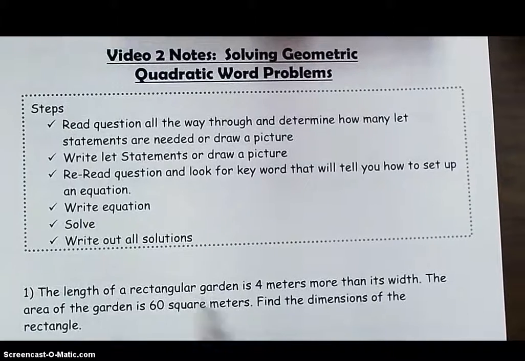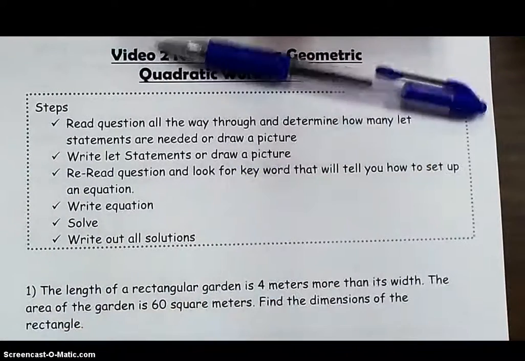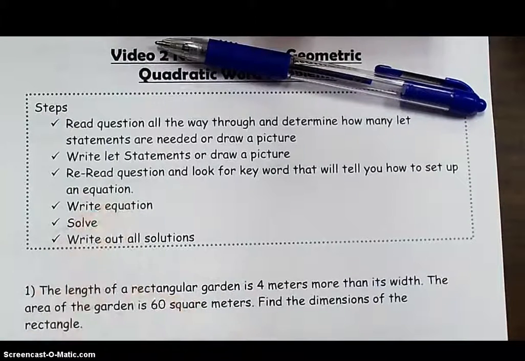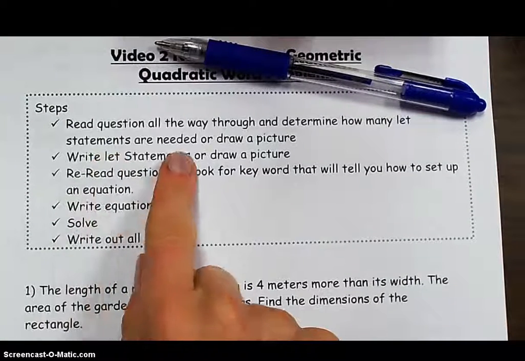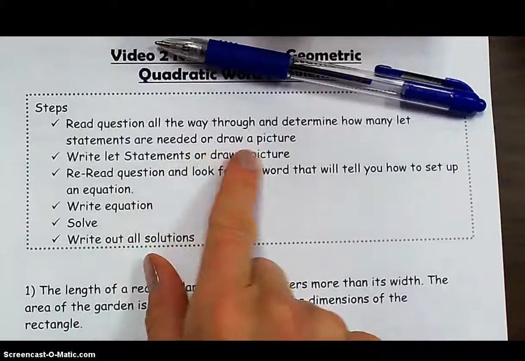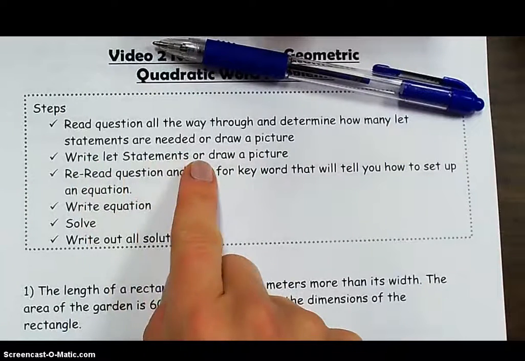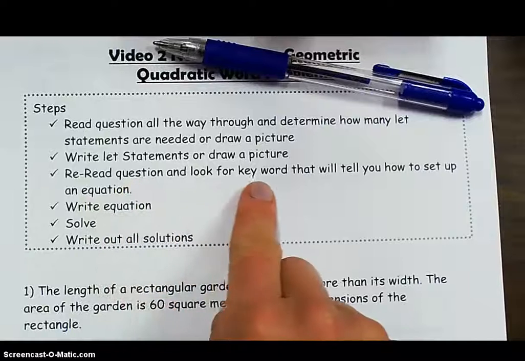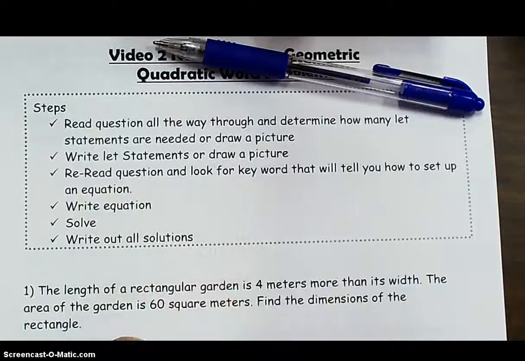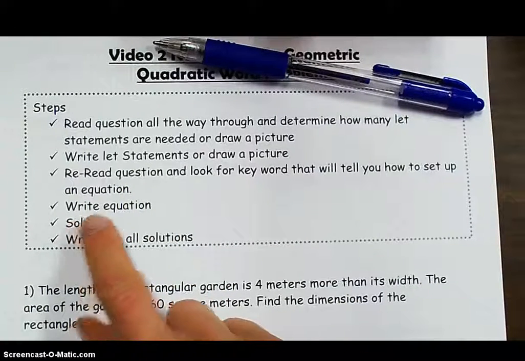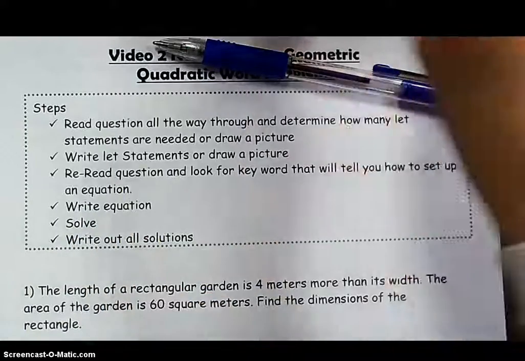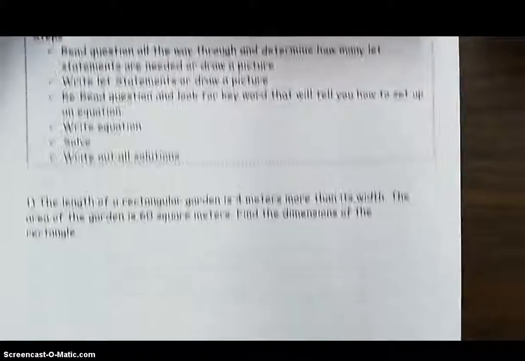Day 2 notes. So here are your steps for word problems. First thing, put your pencil or pen down. Read the question all the way through to determine how many let statements are needed, or draw a picture. Write out your let statements or draw a picture. Reread the question and look for the key word that will tell you how to set up an equation. Write the equation, solve, and write out all solutions. All right, let's go ahead and try this out.